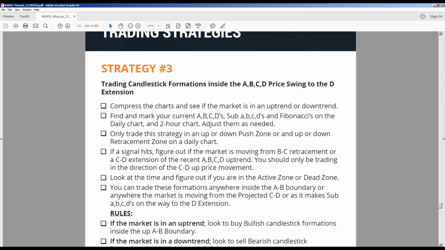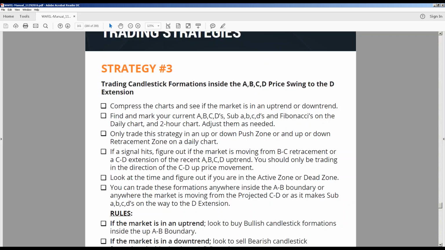Strategy number 3 is about trading candlestick formations inside the ABCD price swing, but this time I'm going to target the D extension. First of all, compress the charts and see if the market's in an uptrend or a downtrend. Find and mark your current ABCDs, sub-ABCDs and Fibonaccis on the daily chart and the 2-hour chart. Adjust them as needed. Only trade the strategy in an up or down push zone or an up or down retracement zone on a daily chart.